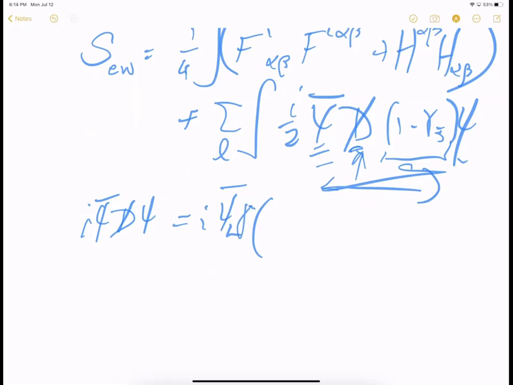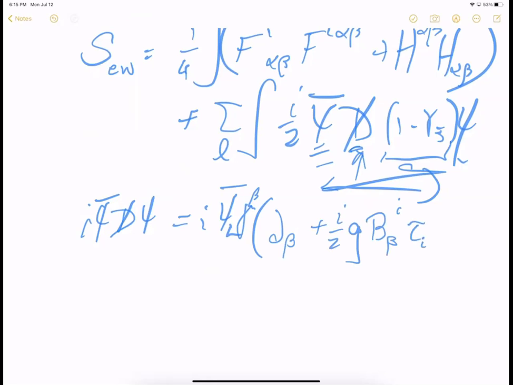Let's see, how do I want to write this? Yeah, let me pull out the gamma beta, and then so we have a d beta plus i over 2, some coupling constant for the SU(2). I pulled out the gamma beta, and that contracts on B beta. And then we've got those running from 1 to 3 for the weak interaction.